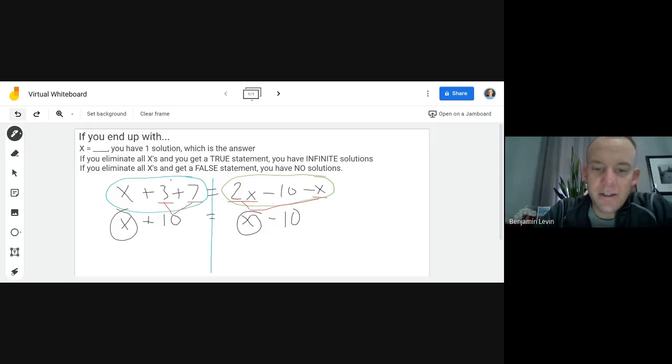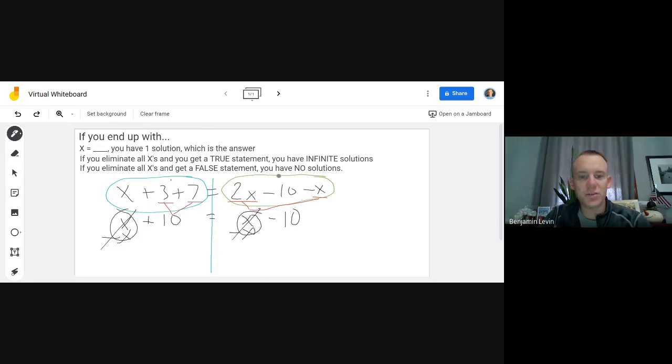So let's look at these. We know eventually these x's are going to disappear. If I subtract x and I subtract x, they disappear. So what do we end up with? We end up with plus 10 equals minus 10. Is that a true statement? Positive 10 equals negative 10. No, it's not. It's not a true statement.